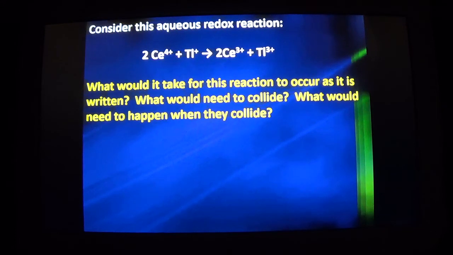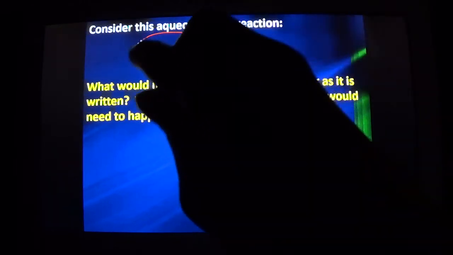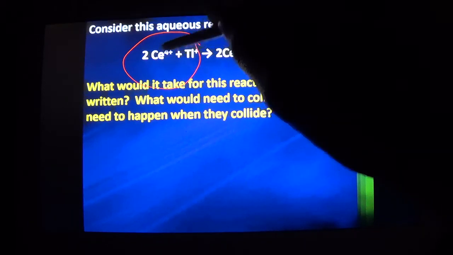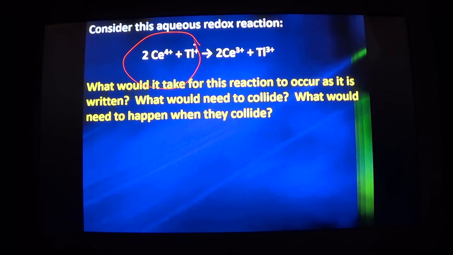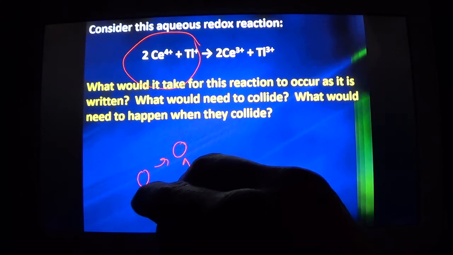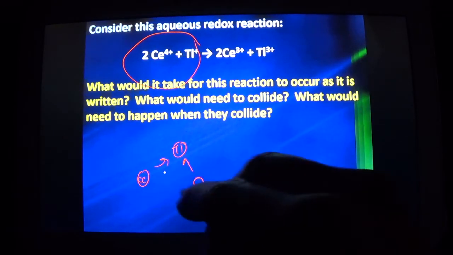Okay, so let's ask ourselves some questions. What would it take for this reaction to occur as it is written? In other words, what would need to collide? Notice I have 3 reactants: 2 ceriums and 1 thallium. So I would need to have 3 atoms collide at the same time, plus 2 of those 3 would need to be cerium and 1 be thallium. So I have a 3-particle collision, and I would need a thallium and 2 ceriums.